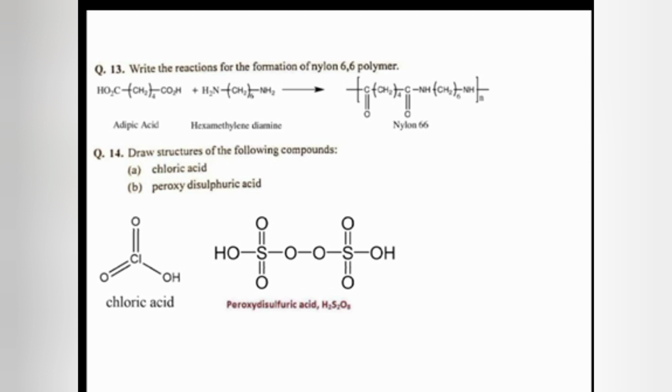Draw the structure of the following compounds for 2 marks. Chloric acid, HClO3, is chloric acid, and one more structure they are asking, peroxydisulfuric acid. Peroxydisulfuric acid is H2S2O8, with a symmetrical structure.